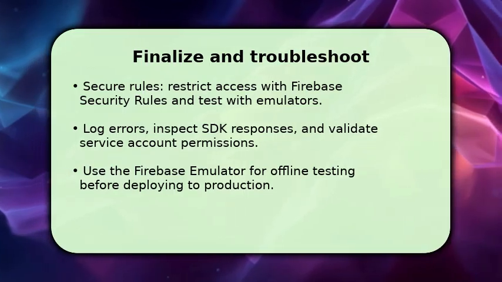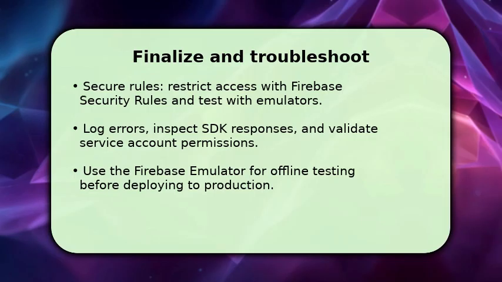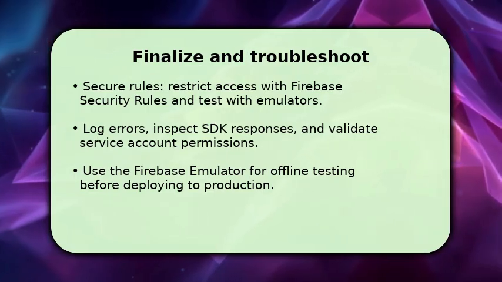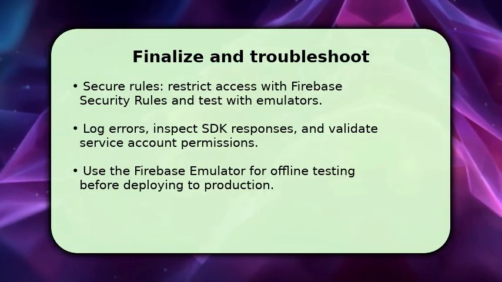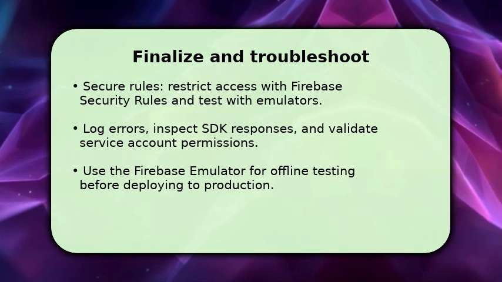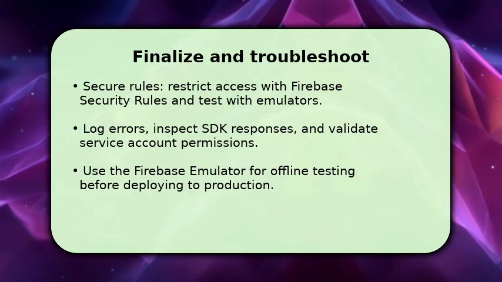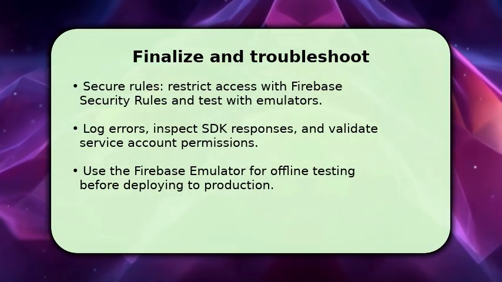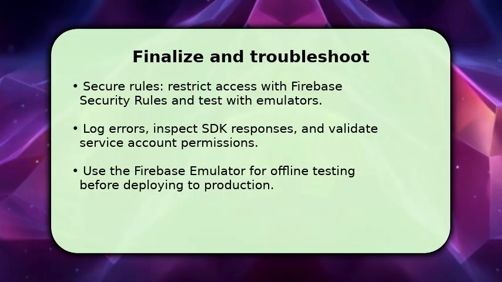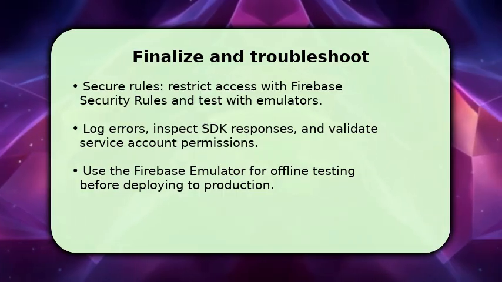If operations fail, check the service account IAM roles, confirm the GOOGLE_APPLICATION_CREDENTIALS path, and enable detailed logging to see HTTP responses and error codes. Finally, deploy cautiously and monitor usage and rules. Make incremental changes and retest to avoid breaking live data.